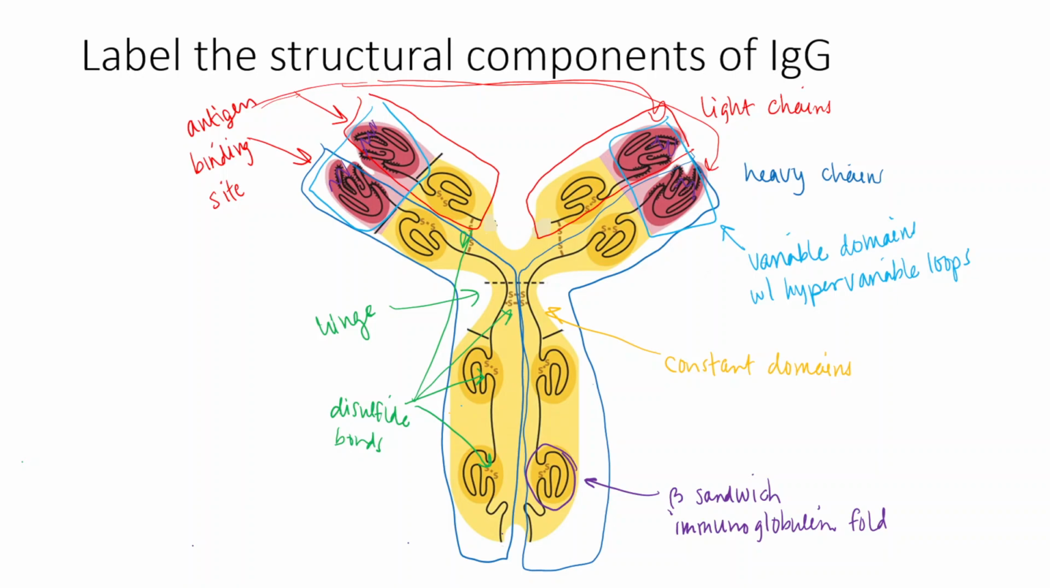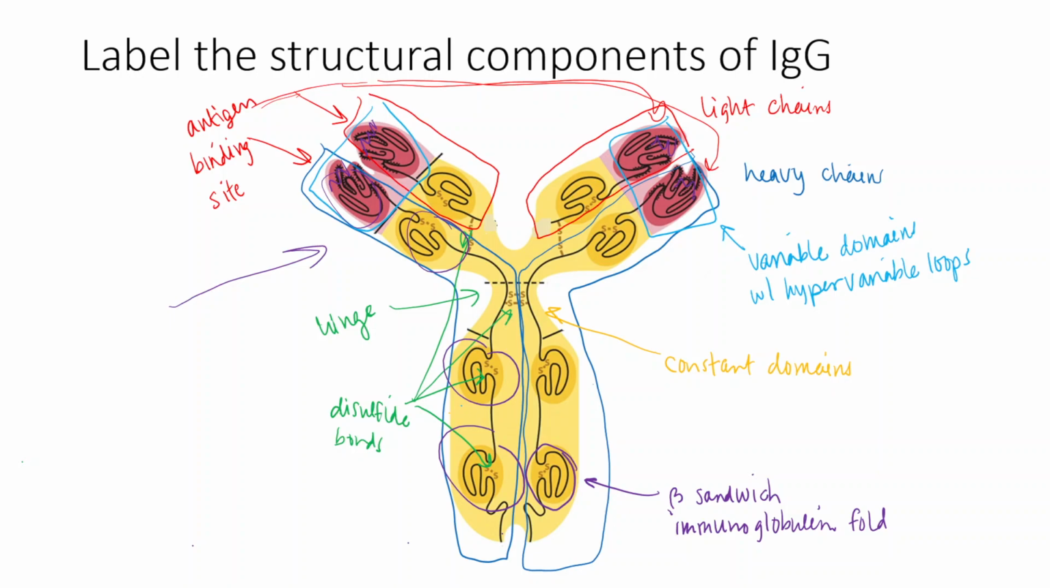So there are multiple constant domains. Like this heavy chain that we're looking at has one variable domain and 3 constant domains. I don't know what color I made that, but okay, if that makes sense. All right, any more questions about IgG?